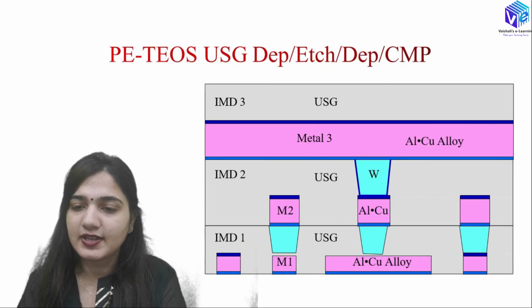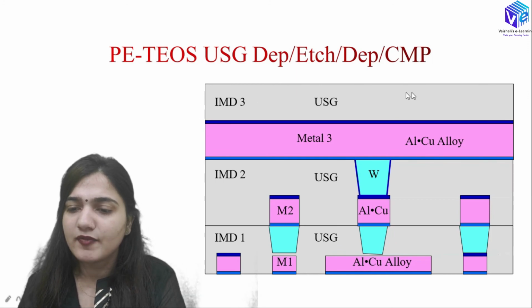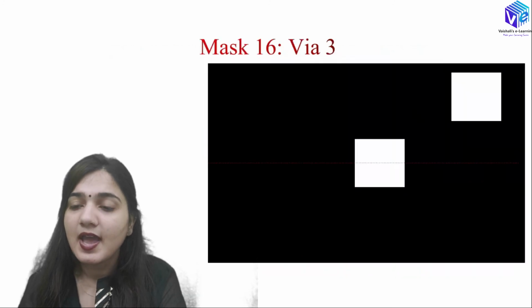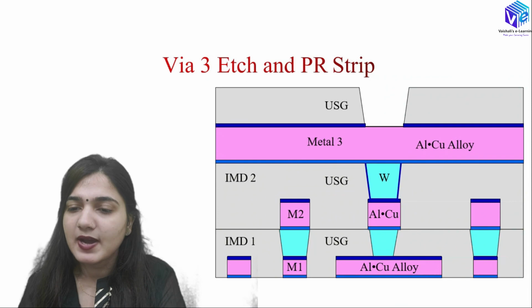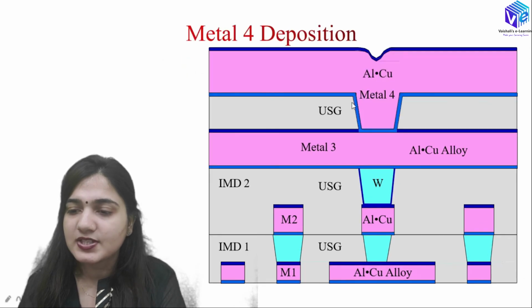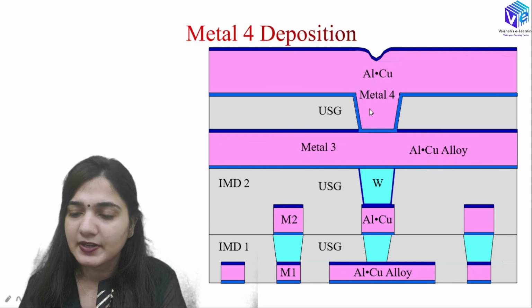So you can see after that we will be having the deposition of the USG and the etch-back deposition and the CMP, and this is how we will be having a perfectly planar structure of the USG over the metal 3. And then we will be using the wire 3 mask, that is mask 16, and we are using the wire 3 etching and the PR strip, and over here we will be having the trench in the USG layer. Again I am going to have the metal 4 deposition. This is how I will be having the aluminium copper deposition. Aluminium copper alloy is used as metal 4.